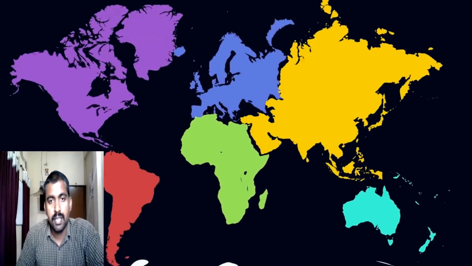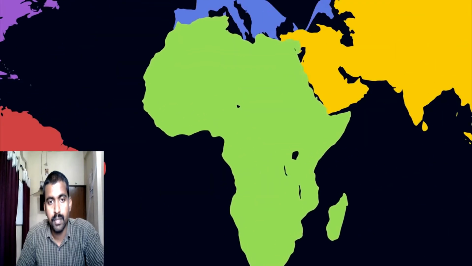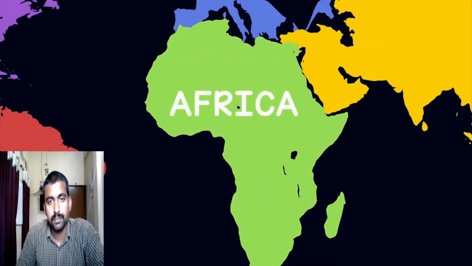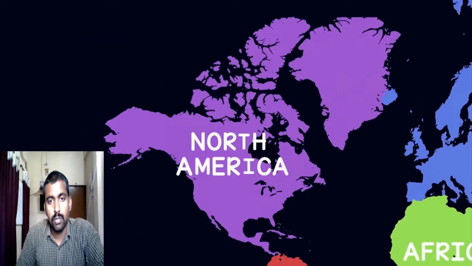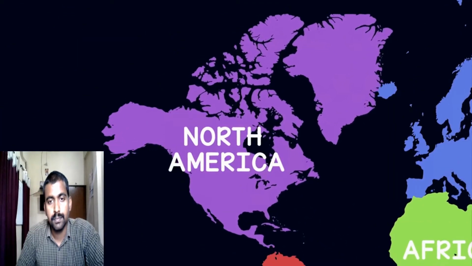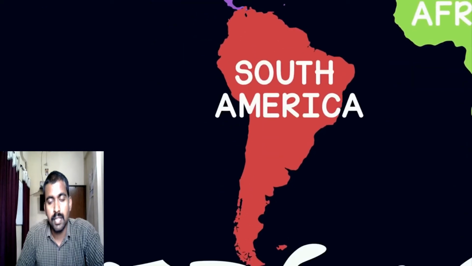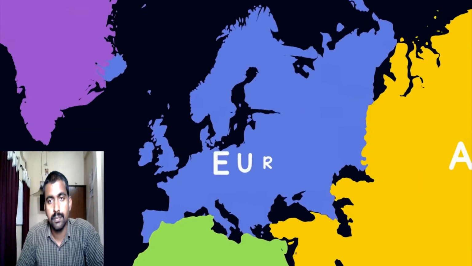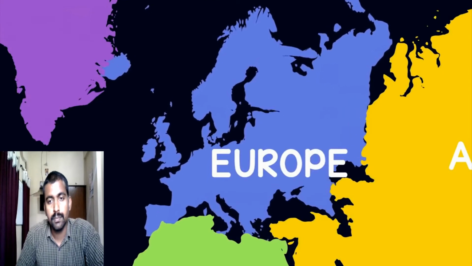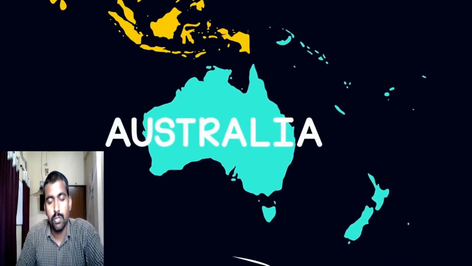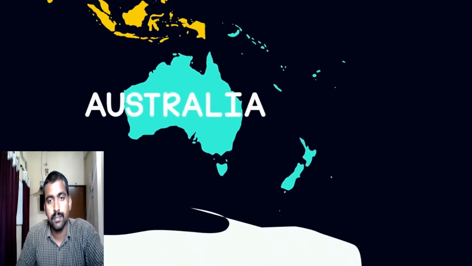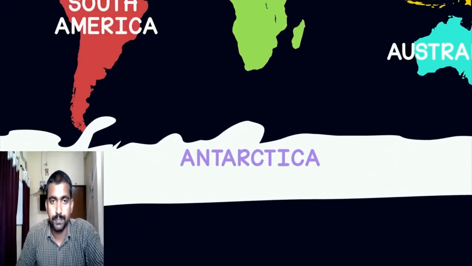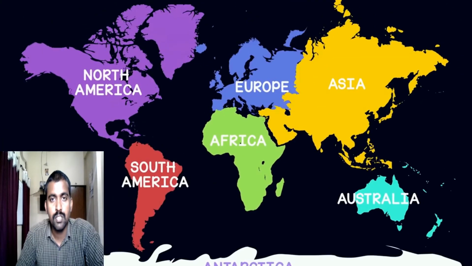You can see here a world map. This world map shows the oceans and the continents. The first one is Asia, Africa, North America, South America, Europe, Australia, and Antarctica. These are the seven continents of the world.